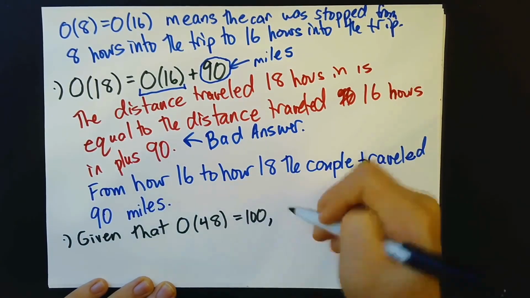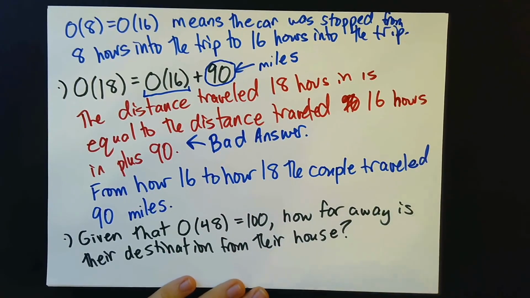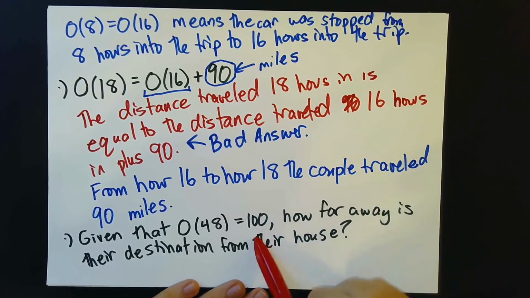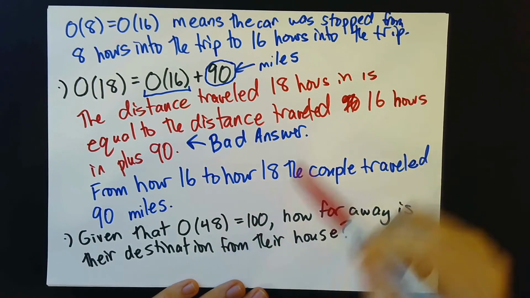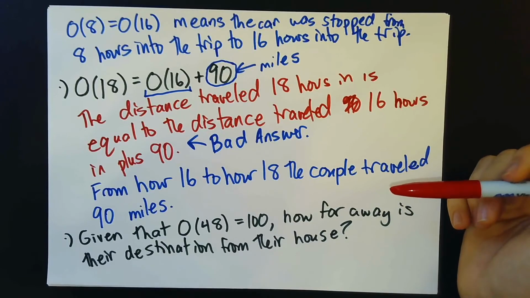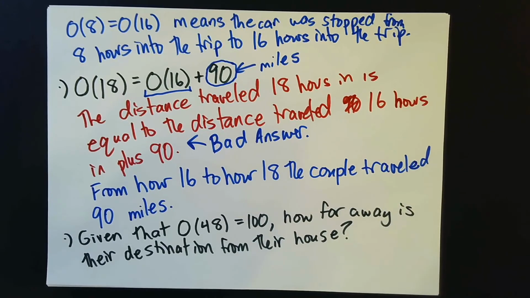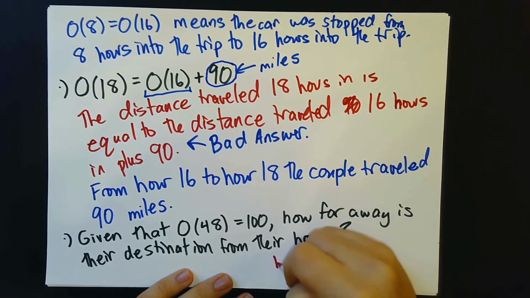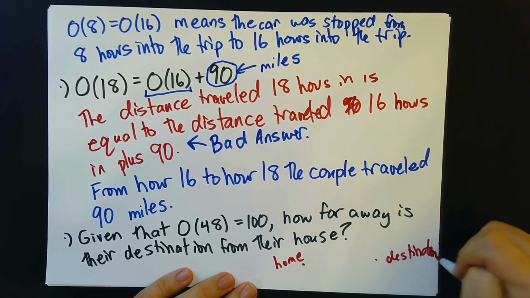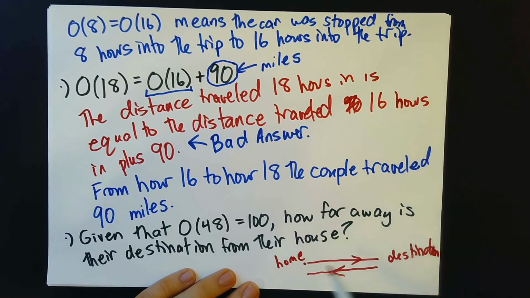Okay, so let's go back to this O of 48 equals 100 example from earlier. Remember that this said that the total distance of the trip was 100 miles. And so if you believe that, then my question is, okay, how far away then is the destination from their house? And so if you think about it, if they've traveled 100 miles total, then they've traveled, this is their home, this is their destination. If they went straight there and then straight back, they'd have traveled that distance twice.